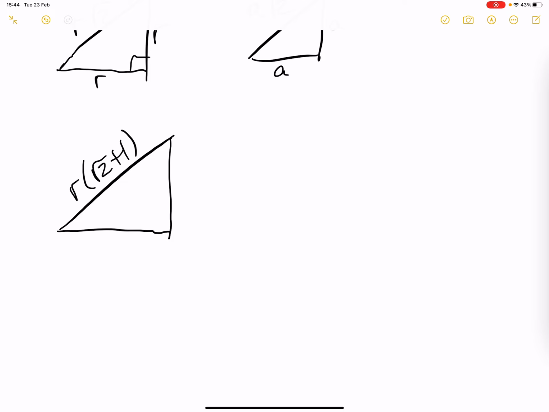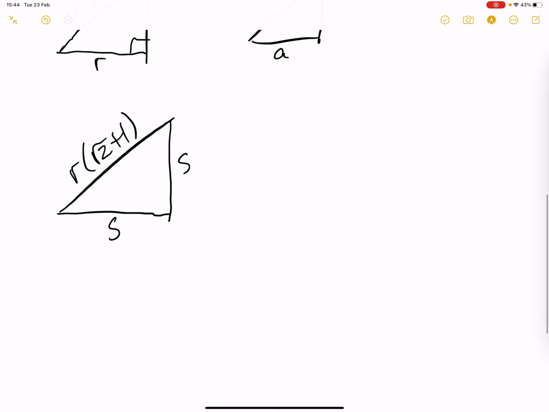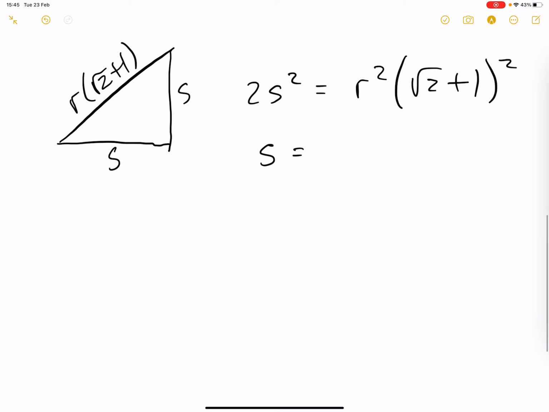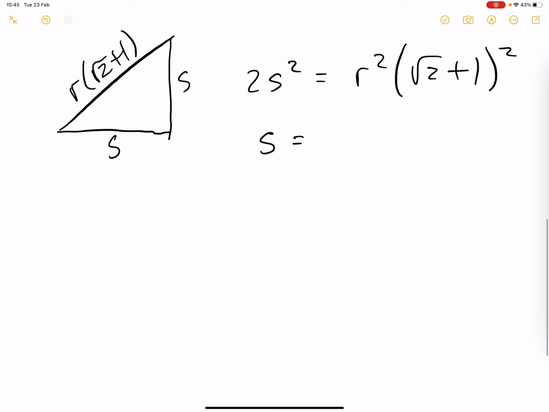And what we're going to do with this is say, using Pythagoras' Theorem, that 2s squared is equal to r squared (root 2 plus 1) squared. And then we're going to divide both sides by 2 and square root. So s is equal to, I'm not saying plus or minus, because in Pythagoras' Theorem you can't have negative lengths, and also I don't want to create any new solutions. So we divide by 2 and square root, and we have s is equal to r times (root 2 plus 1) all over root 2.